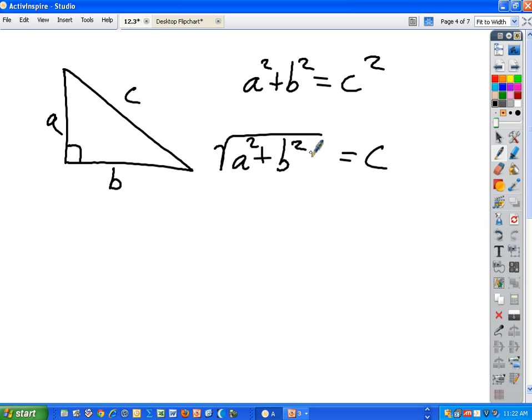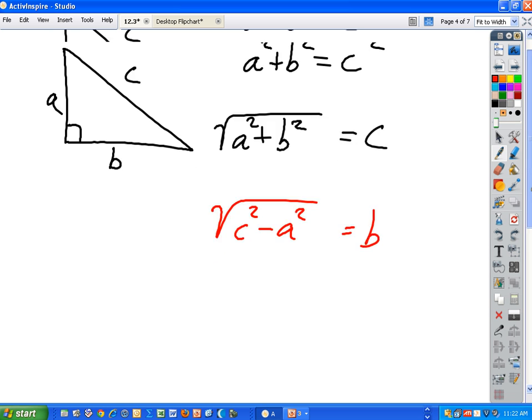Now, let's contrast that to, what if I were solving for B? Wouldn't I have to subtract A squared over here and then square root? Everybody with me? So if I wanted to solve for B, I would get the square root of C squared minus A squared, right? And what if I wanted to solve for A? Then I would subtract B squared to this side and square root it.